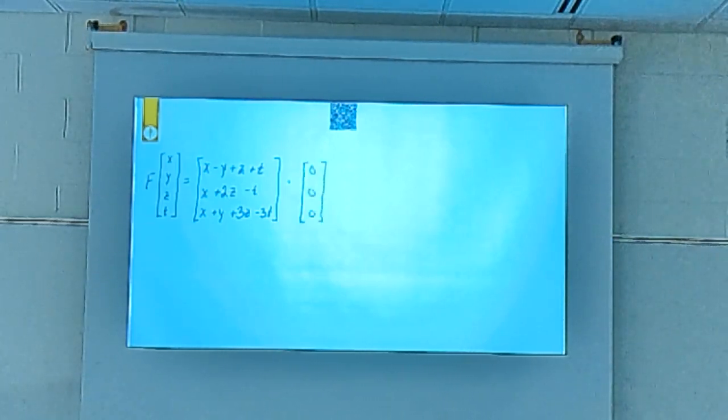Remember, the kernel is the set of all vectors that map to the zero vector. Right, which means we need to solve this.